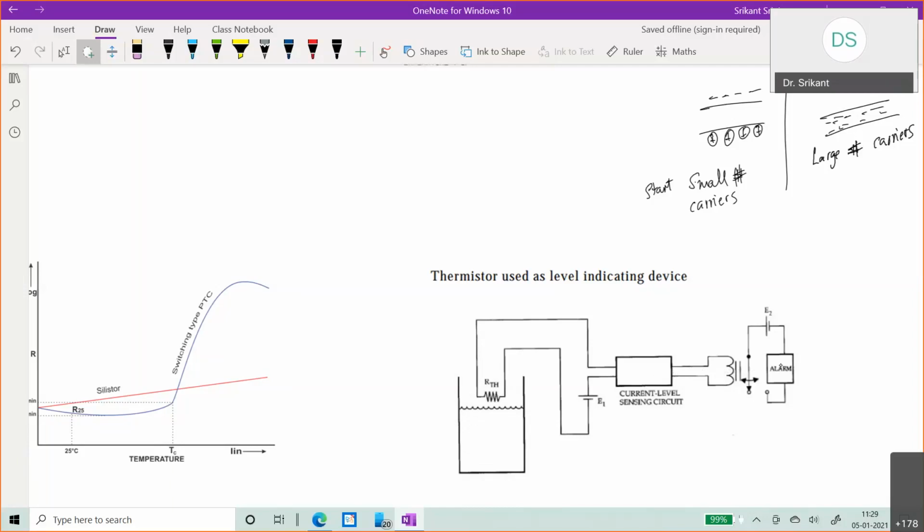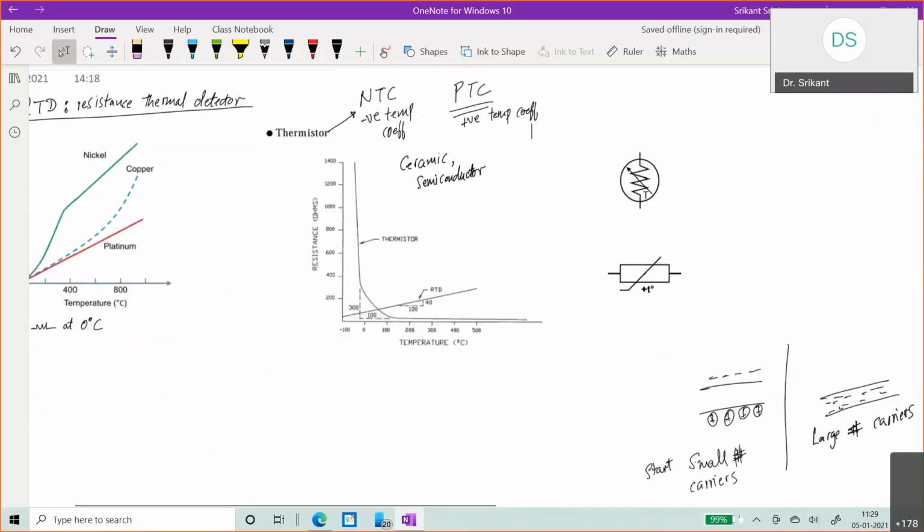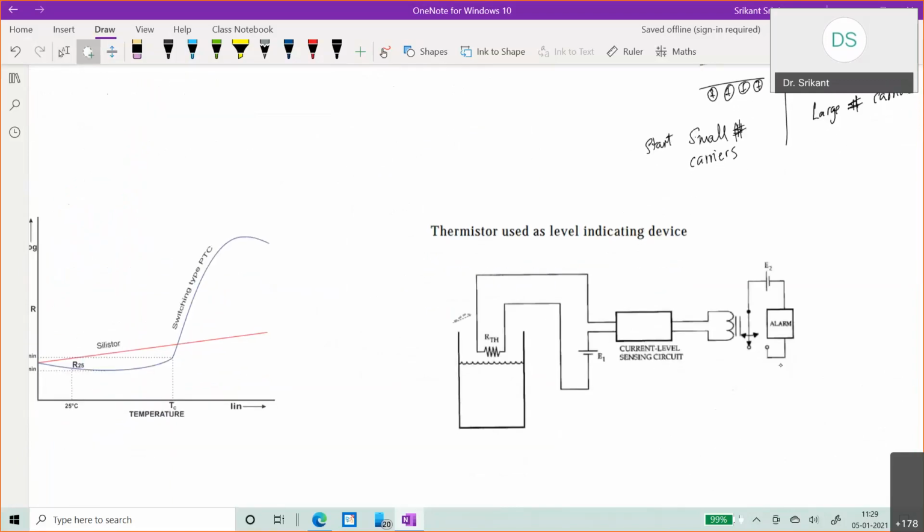Otherwise, normally the thermistor has high resistance at low temperature, and it has low resistance at high temperature. So you can think about how to use these devices. Sir, please explain again how the thermistor is used in the alarm.